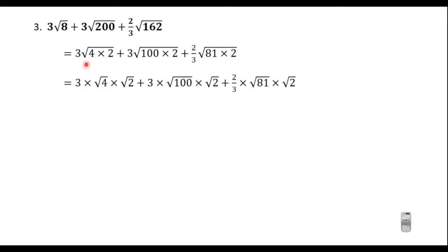So from the properties, we know that this will be the same as 3 is already there. Now 3 is multiplying the whole of this. So 3 times, then square root of 4 times square root of 2.